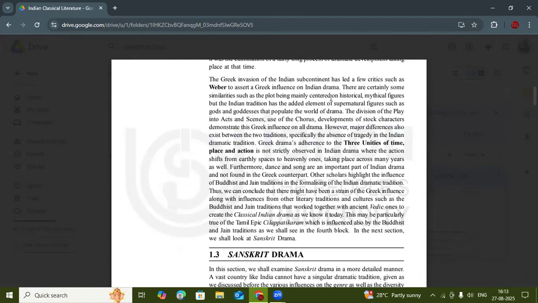This may be particularly true of the Tamil epic Chilapadikaram, which is influenced also by the Buddhist and Jain traditions, as we shall see in the fourth block. In the next section, we shall look at Sanskrit drama.